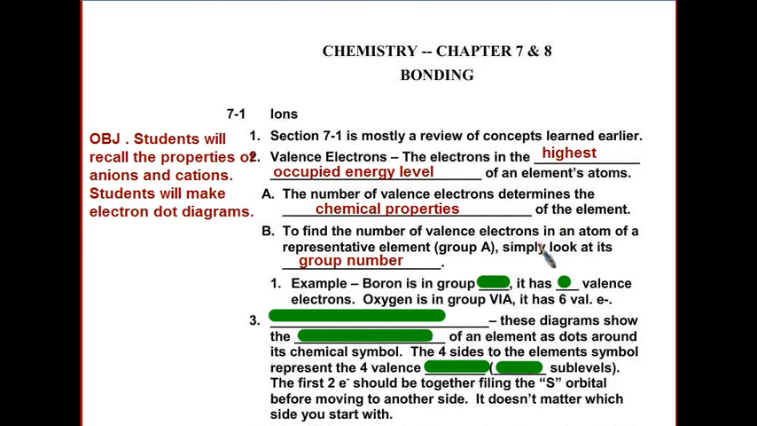The other way of doing it is counting the number of s and p electrons that are available to the representative element, because that also tells you what the valence electrons are. All right, so for an example, boron is in group 3A. It has, you guessed it, 3 valence electrons. Oxygen is in group 6A, and it has 6 valence electrons.